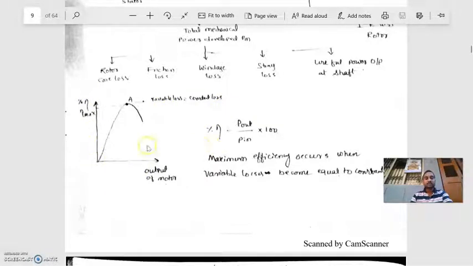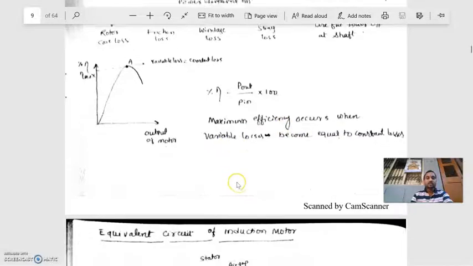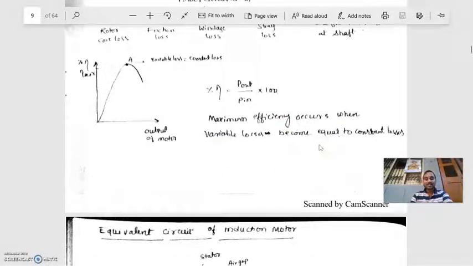To find this, you need to draw the graph of percentage efficiency versus output of the motor. If you increase the output of the motor, the percentage efficiency also increases. At some point it reaches the maximum, where the variable loss is equal to the constant loss. Then it decreases again. Percentage efficiency is P out by P in into 100. The maximum efficiency occurs when the variable loss becomes equal to the constant loss.